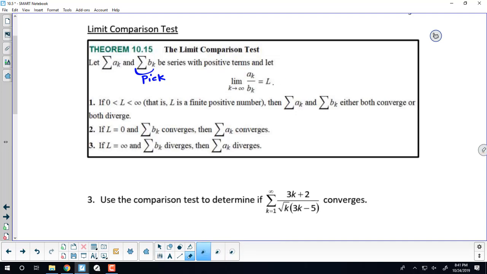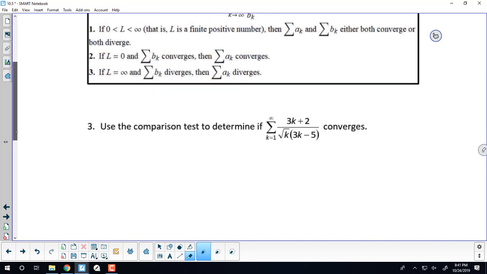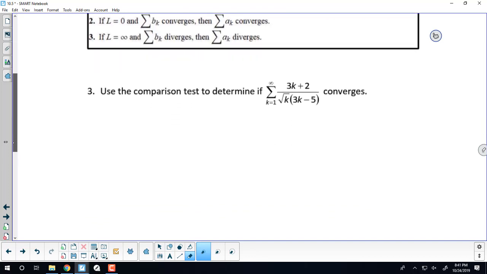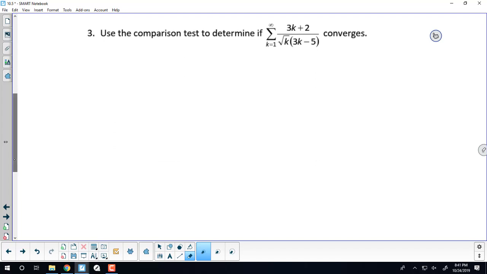Okay, so the nice thing about this comparison test is that you do not have to establish a relationship between the two series. So this limit comparison is preferred over the direct comparison. I think in practice it's probably even easier to use. You don't have to think about relating two things to one another.